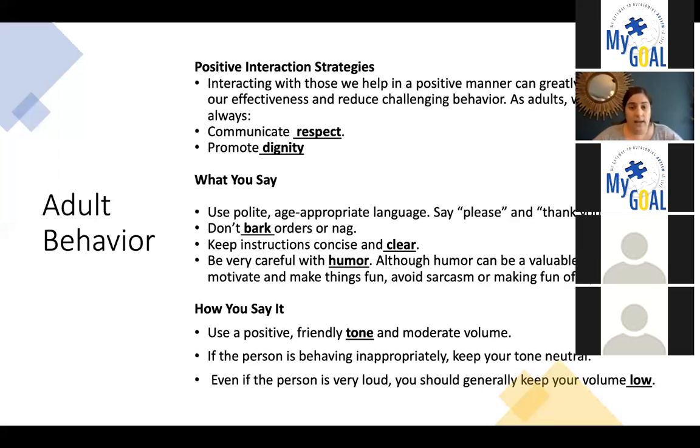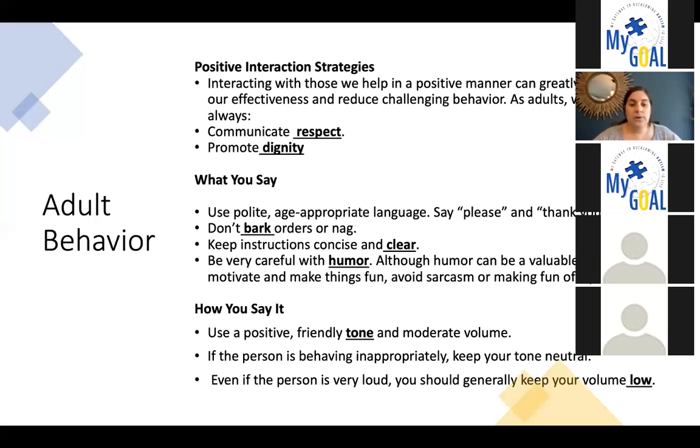What we say and how we say it is so important. We want to try to be polite, say please and thank you. We want our children to say it to us, so we should also respect and say it to them. When giving directions, we want to try to not bark or nag orders. So we're not going to say over and over again, go do this, go do this, go do this. It's not pleasant and it can get quite annoying.